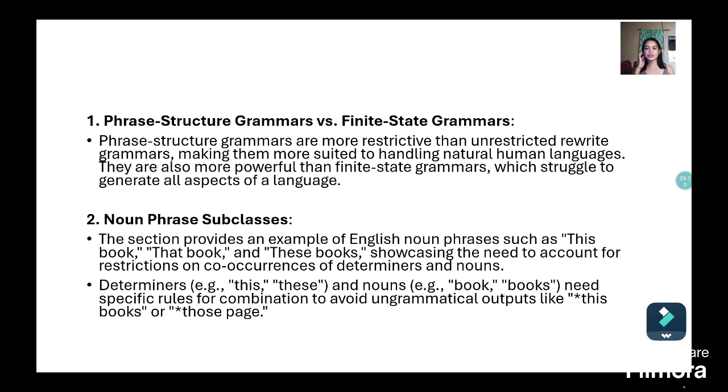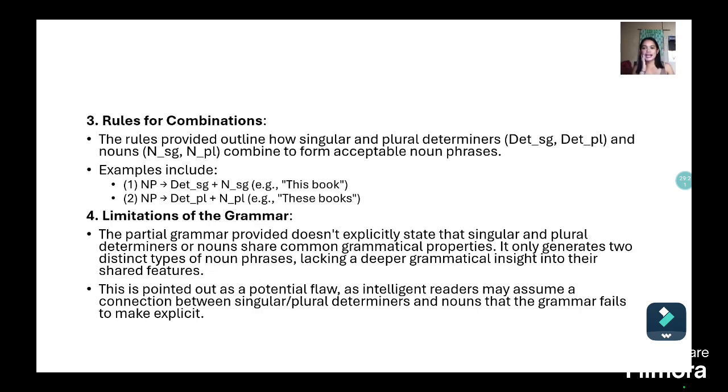We need specific rules for combination to avoid ungrammatical output like "this book" or "those page." Next, rules for combination. The rules provided outline how singular and plural determiners, that is determiner singular and determiner plural, and nouns, noun singular and noun plural, combine to form acceptable noun phrases.